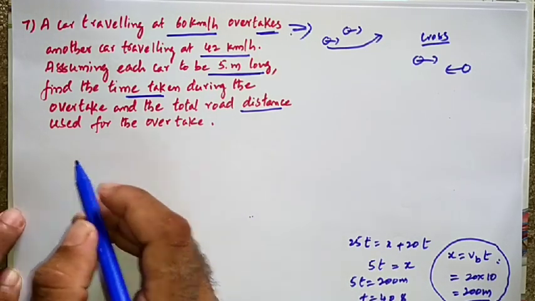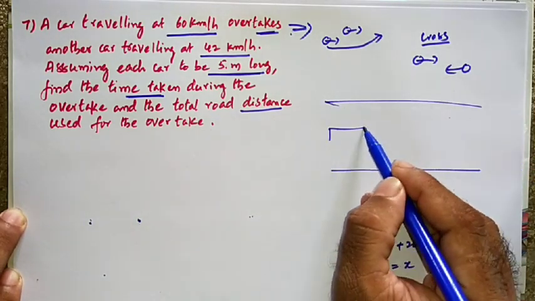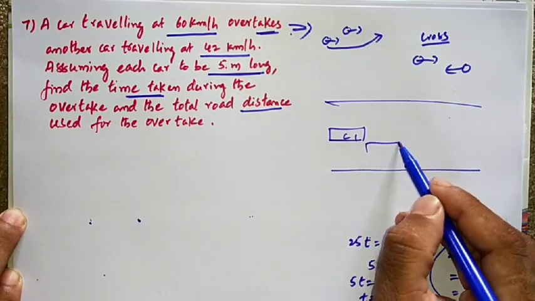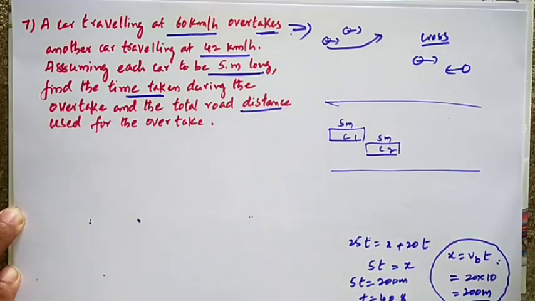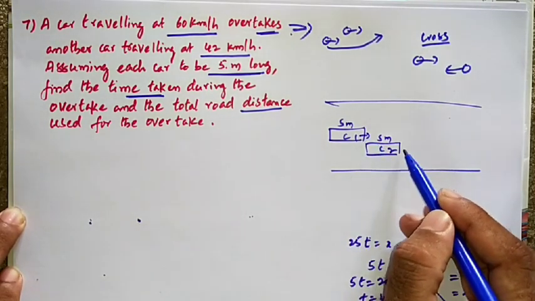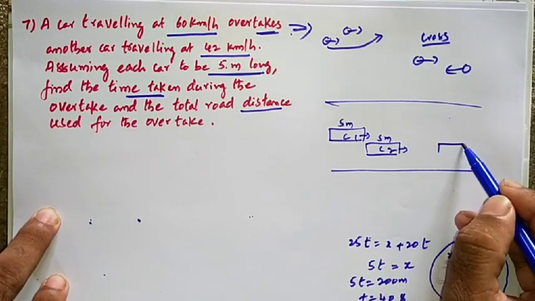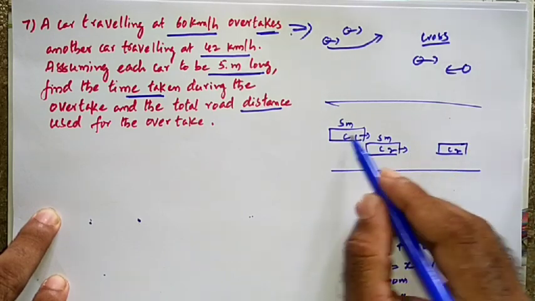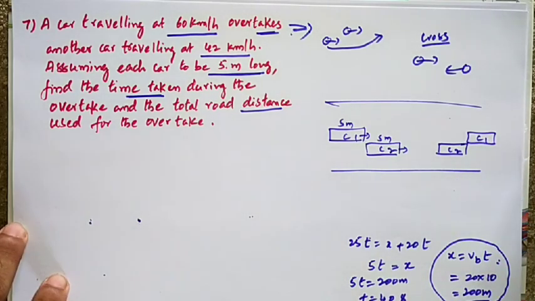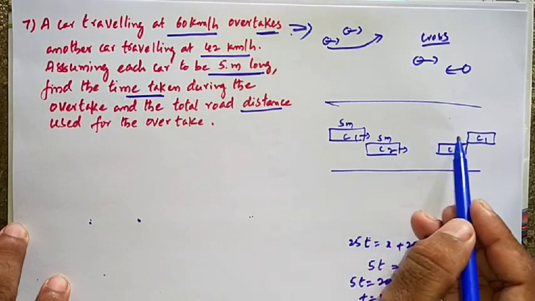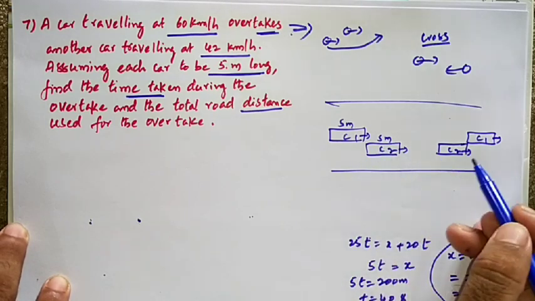Now see the solution. Let us take this as the road. Here is car 1 and this is car 2. This is 5 meters in length and this is also 5 meters in length. Both are moving in the same direction. Remember that. Now car 1 overtakes car 2. Overtaking means this car should completely cross car 2. This is called the overtaking position. In this way, car 1 is overtaking car 2, completely crossing it.